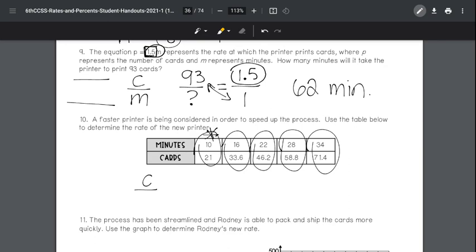Cards and minutes. This table tells me we can make 21 cards in 10 minutes, but I don't know what the rate is for the printer in 1 minute. So in 1 minute, when you cross multiply and then take 21 divided by 10, we figure out in 1 minute this new printer can print 2.1 cards. 2.1 cards per minute.